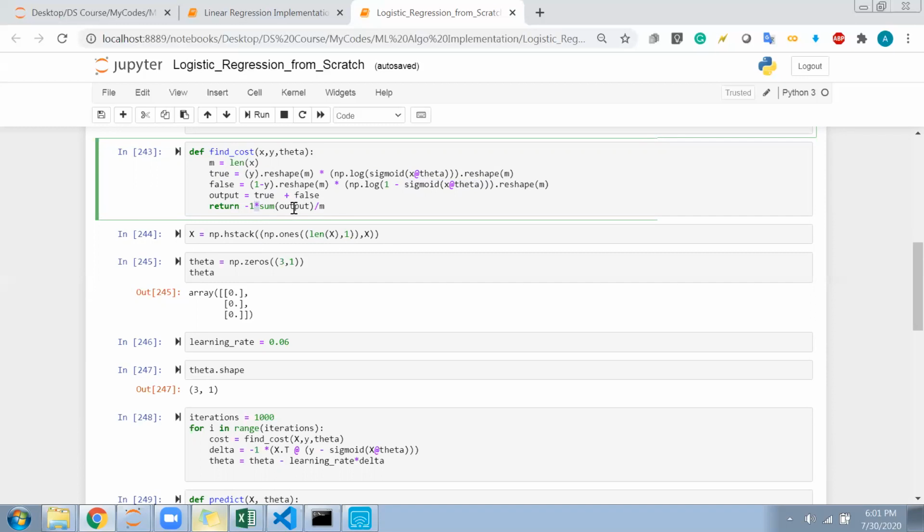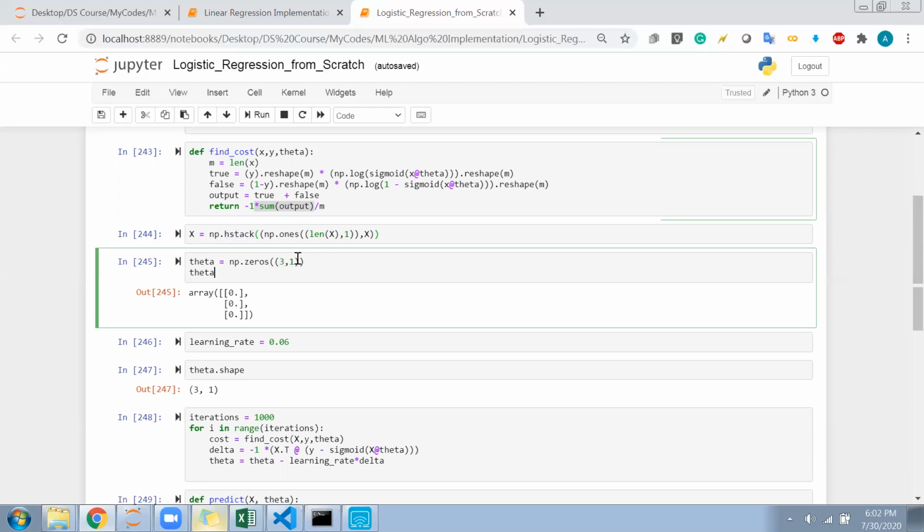Okay, I'm doing the sum, and then I'm multiplying it by minus 1 upon m. So these are the functions that I have defined. Then in x, I have added 1 into the starting column. I've used this hstack function, horizontal stack.